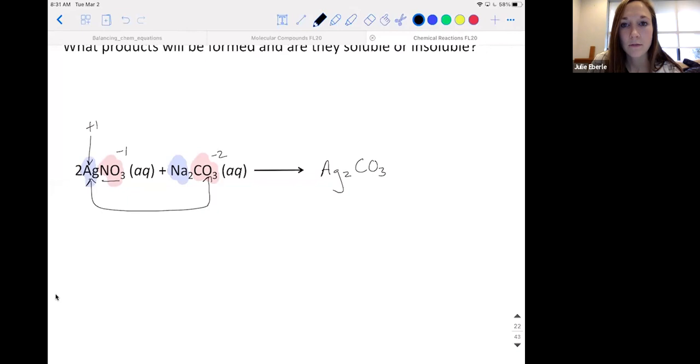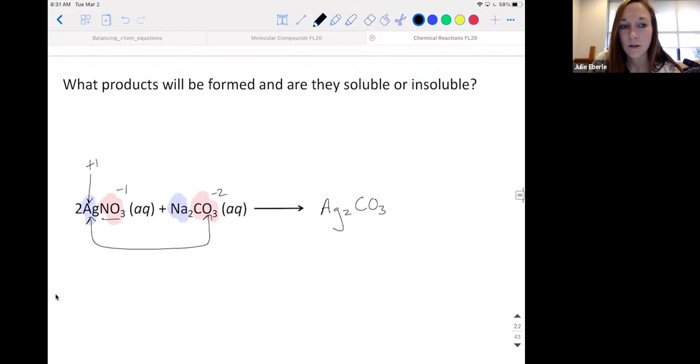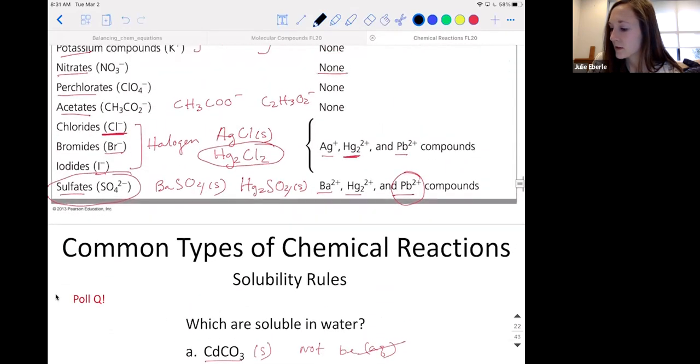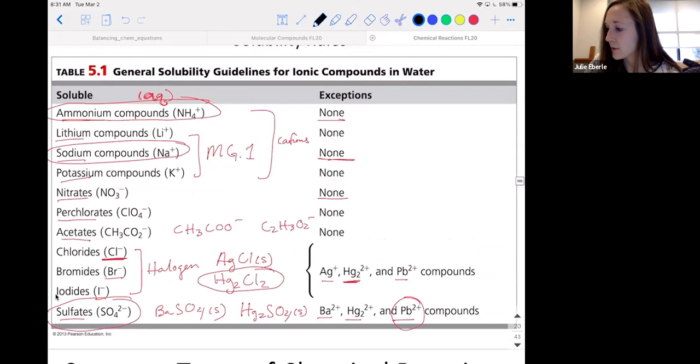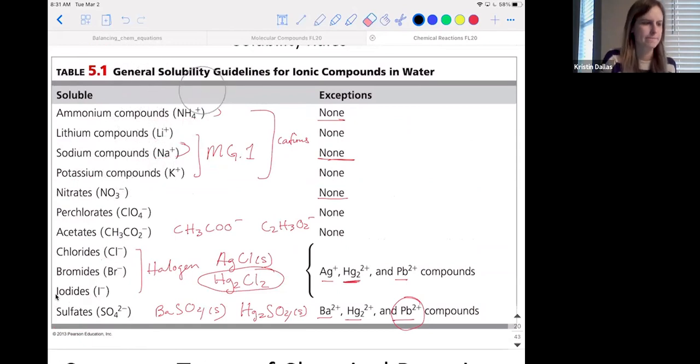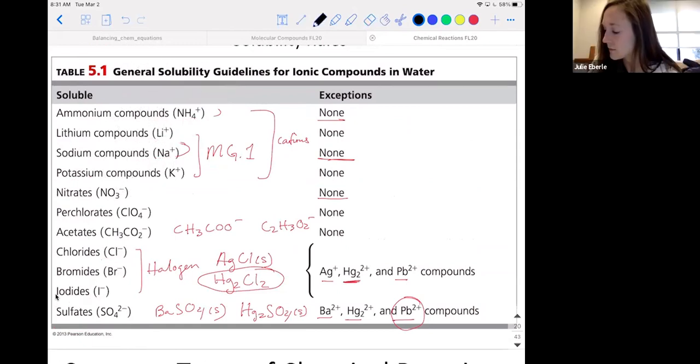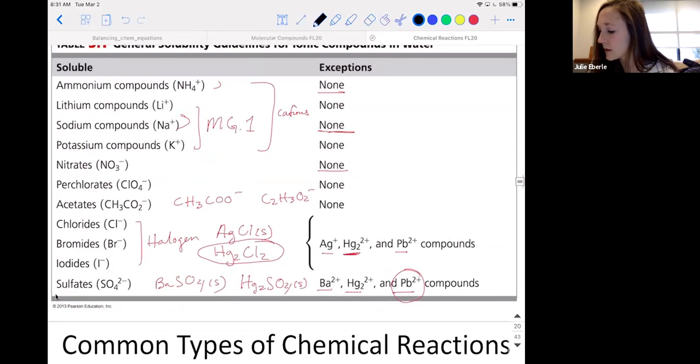Any other thoughts? Let's look at the solubility chart. Is silver or is carbonate, CO3, on your solubility chart? I'm going to erase all my scribbling because it makes it hard for me to read. Silver is on there. Yeah, silver is on there as an exception.